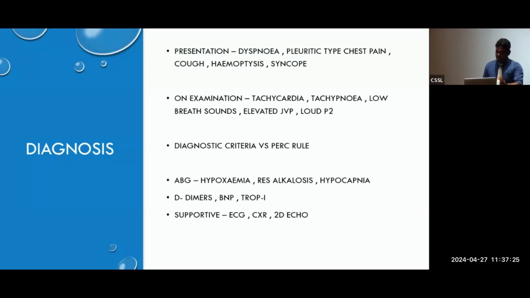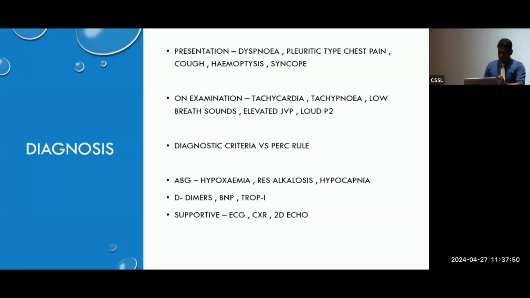Supportive investigations would be ABG, which will show hypoxemia, respiratory alkalosis, and hypocapnia. And the D-dimer levels will go up. Because of the right ventricular obstruction, the right ventricular myocardium will stretch and it will elevate the BNP levels, also the troponin levels.